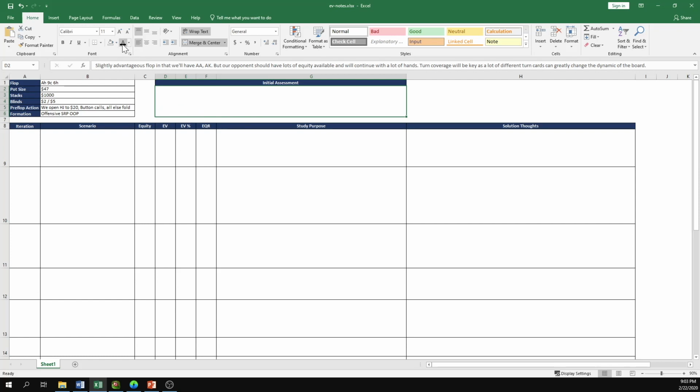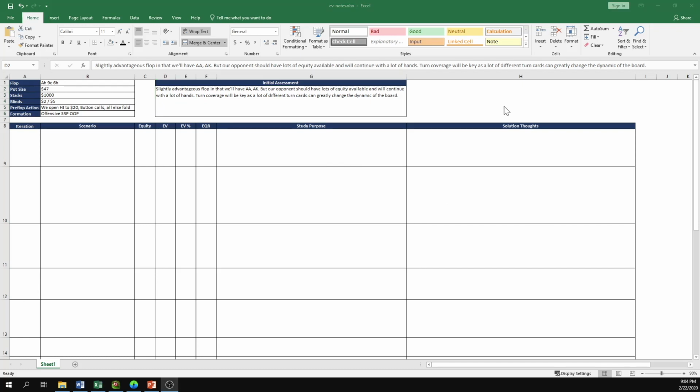I've already filled this spreadsheet out and I've hidden some of the values in here, but you can see the first thing, I wrote my initial assessment here, which was, we're in position, and we do have a slightly advantageous flop. We're going to have aces and ace king. Our opponents won't. But our opponents still should have a lot of equity available. It's a fairly dynamic board, and they're going to continue with a lot of hands. So really, we're going to be in a spot where turn coverage is going to be key, as a lot of different turn cards are really going to change the dynamic of this board.